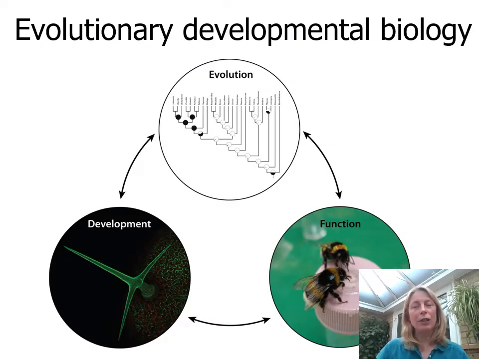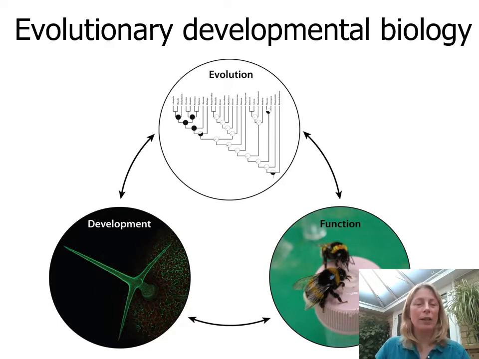Now, understanding that relationship between plants and their pollinators is the major focus of my research group. And we use an approach that we call evolutionary developmental biology, or EVO-DEVO for short. And what EVO-DEVO does is it thinks firstly about how the traits that you're interested in are built or developed. So that's the developmental part of the picture down here. We try to work out how flowers are made.